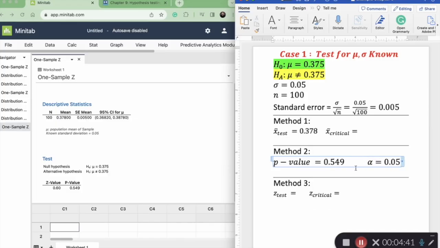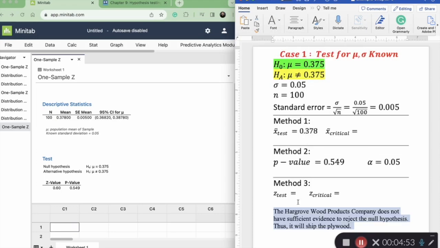So it's clear that the p-value is really too large, so we fail to reject the null hypothesis. We can conclude that the company does not have sufficient evidence to reject the null hypothesis, so it will ship the plywood. So they are within the measurements, within the standards, right? We don't have any evidence that we have errors in the thickness or something. No, we don't have evidence to support this.